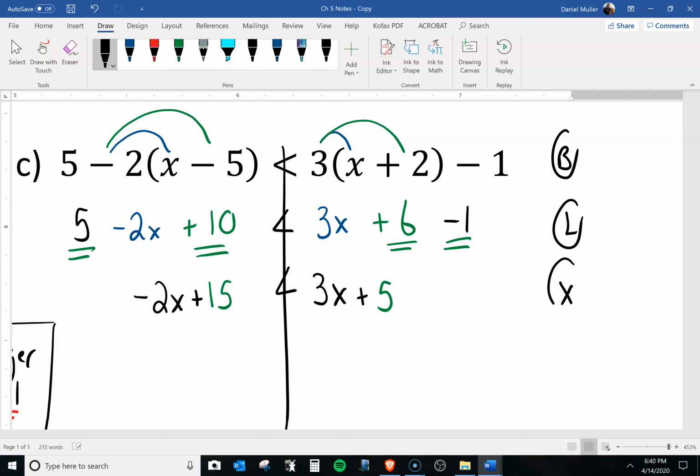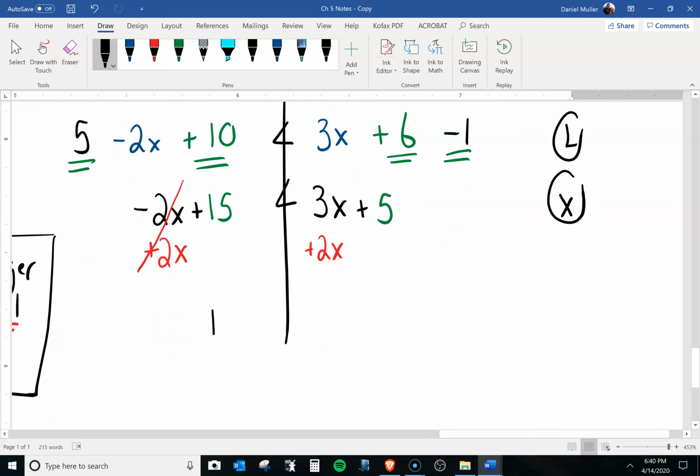So now I've got x's on 2 sides, so I'm going to have to do the x step, which is move over the smaller or more negative x. In that case, that's right here. The negative 2 is the more negative one, so we'll add it. Negative 2x and positive 2x will cancel. So I'll add it to this side. So I got 15 less than 3x plus 2x is 5x plus 5.